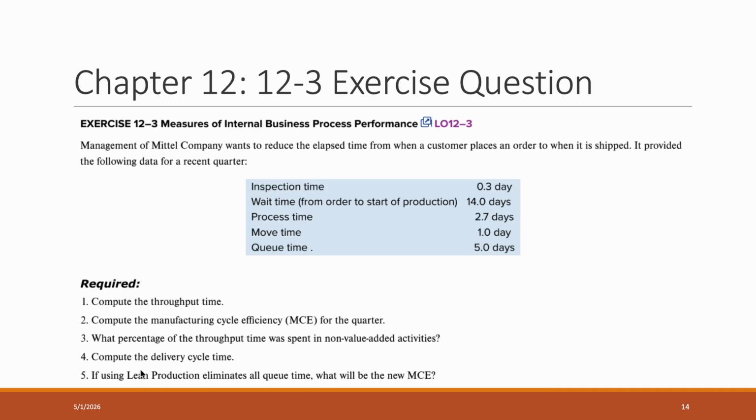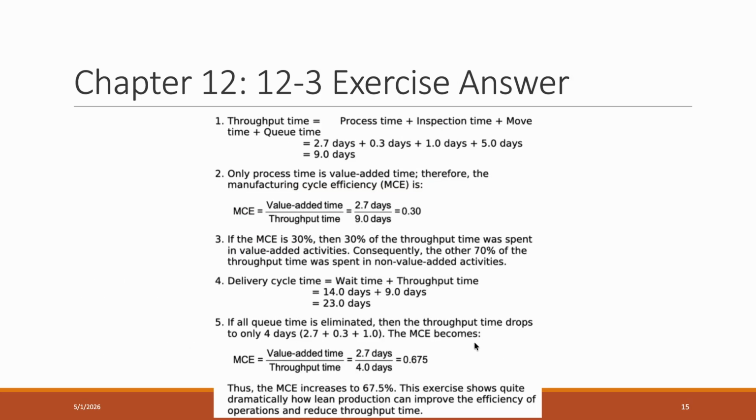Finally, question 5, if using lean production eliminates all queue time, what will be the new MCE? So we pretty much just need to remove the queue time from our throughput time formula. So we know the throughput time then will drop to only 2.7 plus 0.3 plus 1, not including this 5 days because we're getting rid of the queue time. So it's just going to be a total throughput time of 4 days rather than 9 days because we're subtracting out the queue time.